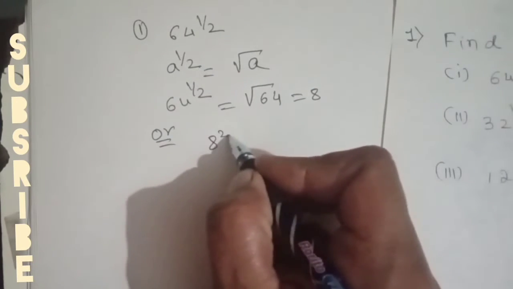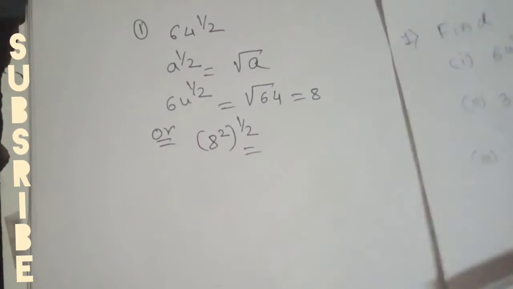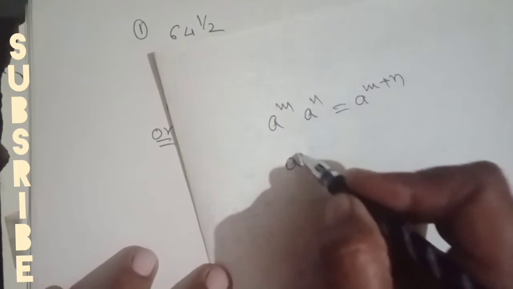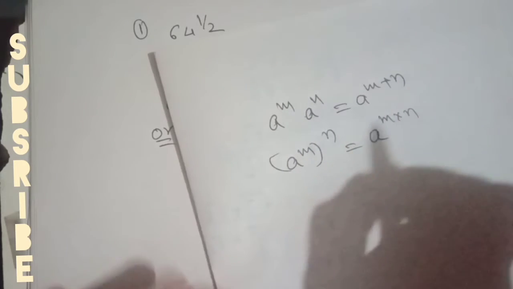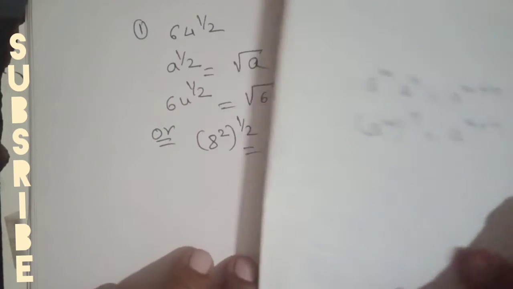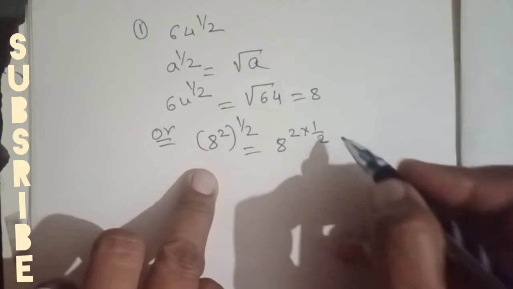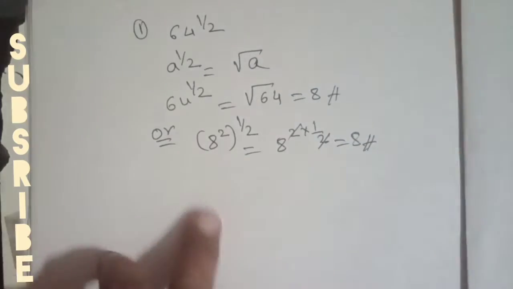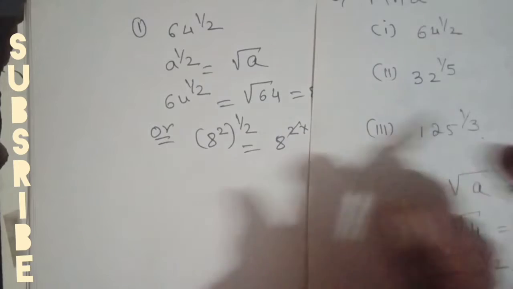64 can be written as 8 squared, raised to 1 by 2. So further we have the laws of indices: a raised to m into a raised to n is equal to a raised to m plus n, and a raised to m raised to n can be written as a raised to m into n. So here, 8 raised to 2 into 1 by 2, the 2s get cancelled, and you remain with 8. The same answer you get this way or that way. These are very simple basic questions.